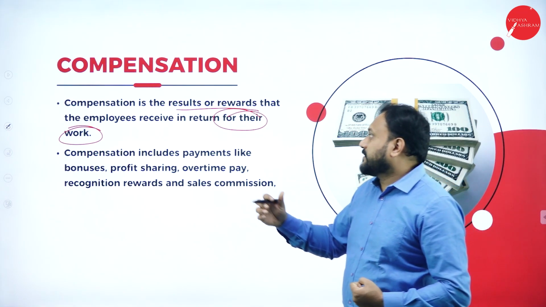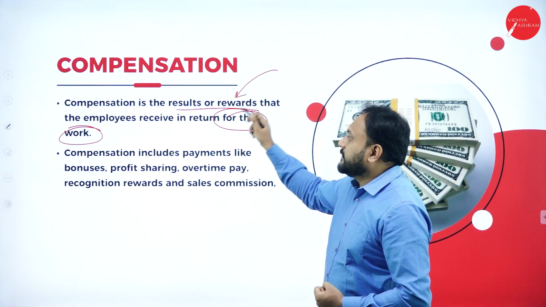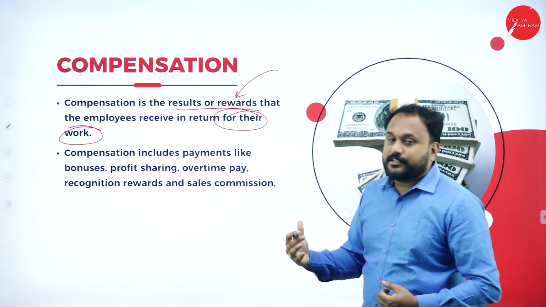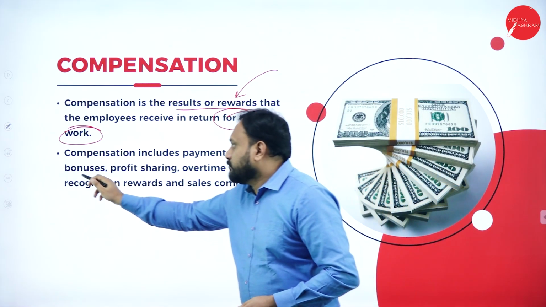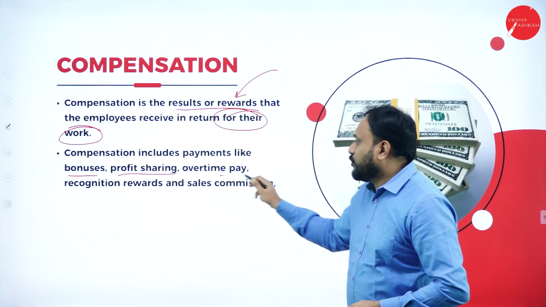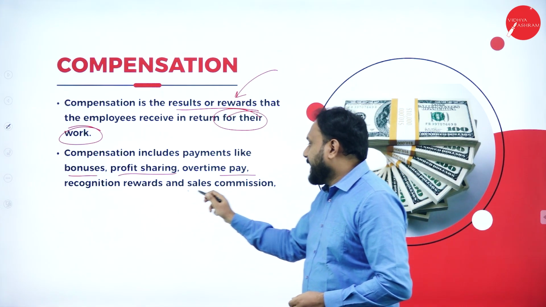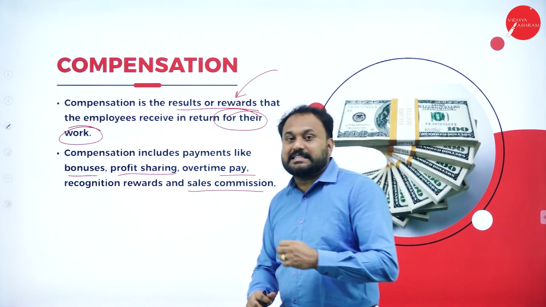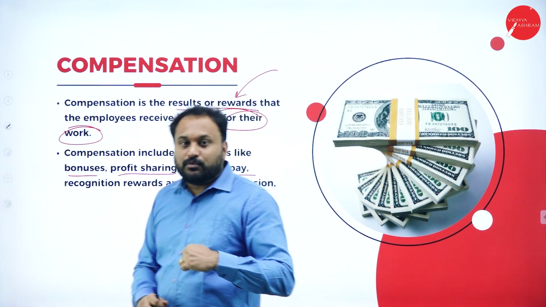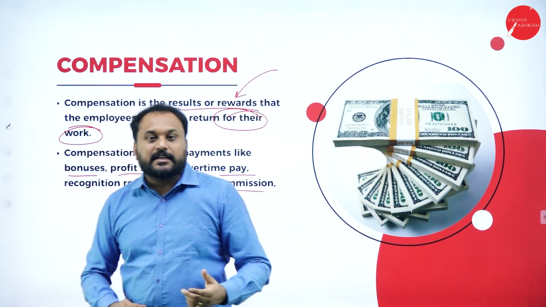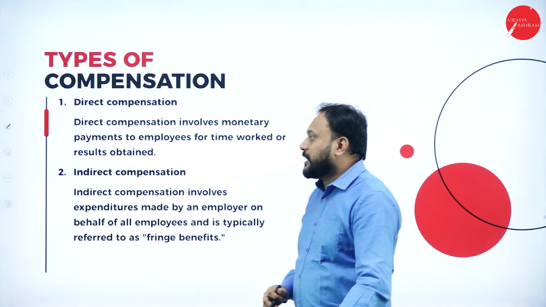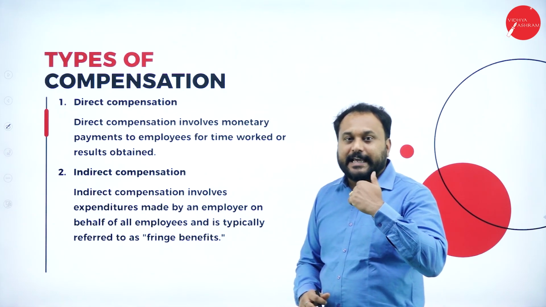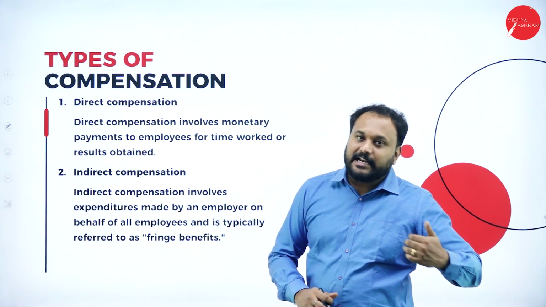So compensation is a result or reward that the employee receives in return for the work. Compensation includes payments like bonuses, profit sharing, overtime pay, recognition rewards, and sales commission. Apart from your salary, something more to it, that is called compensation. So there are 2 types of compensation. One is direct compensation, another is indirect compensation.